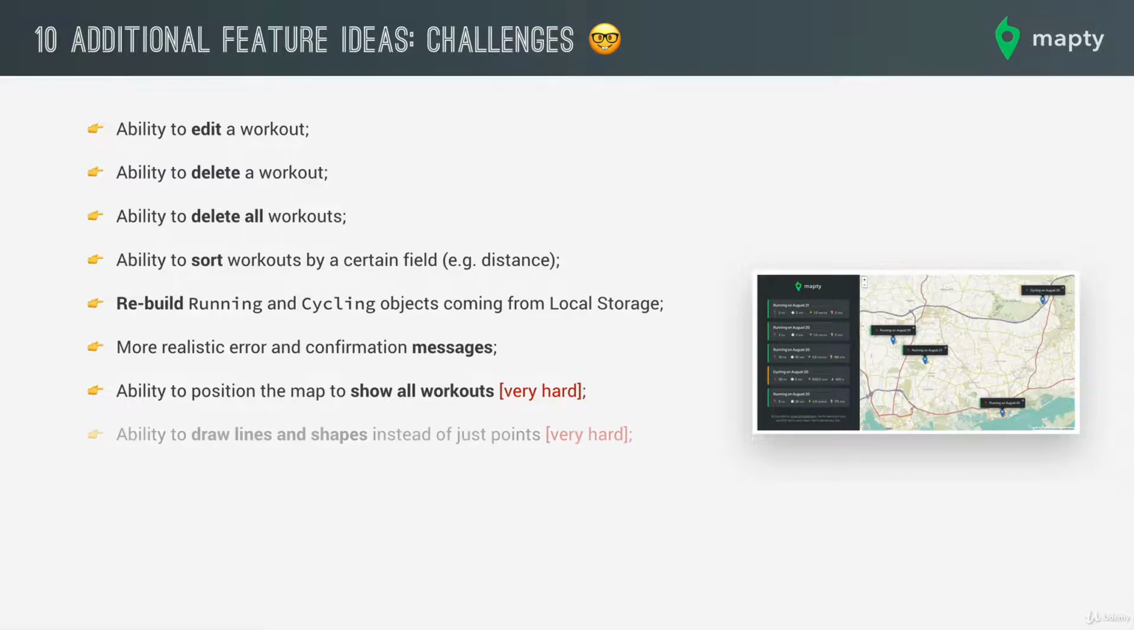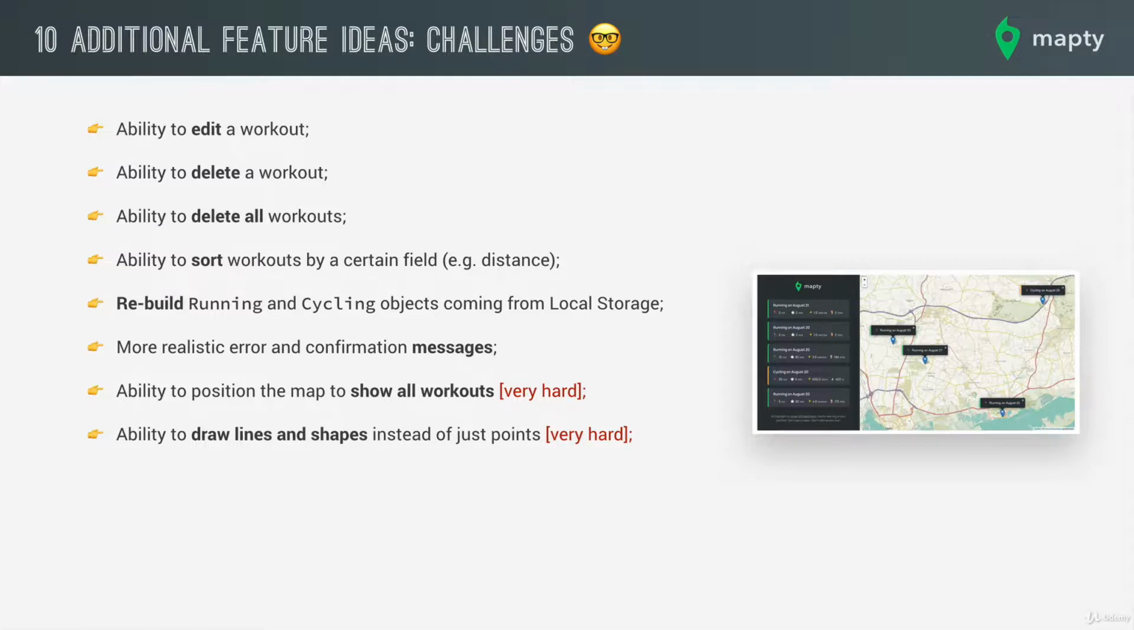But let's see another one, which would probably be even harder, which is the ability to draw lines and shapes instead of simply having a point for each workout. So this would be a real challenge, and maybe it wouldn't be such a good idea to actually try this one out, but still I wanted to just leave this here as a potential improvement to this application. So when you go on a run, of course, the run is not just on a point, but it's more like on a line or maybe like a circular shape or something like that. And so it would be nice to have that instead of just a point.